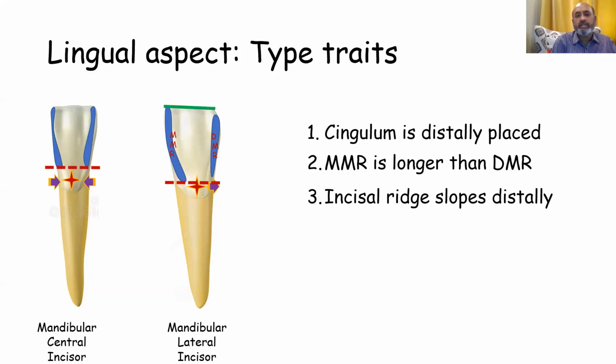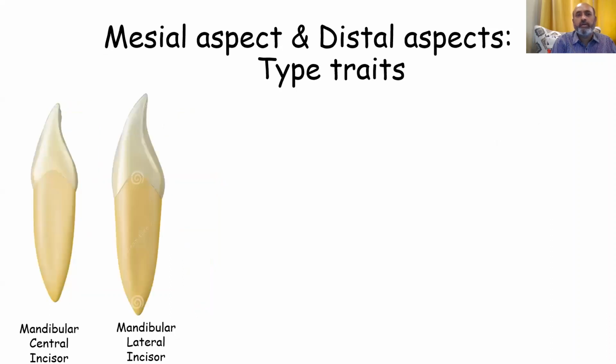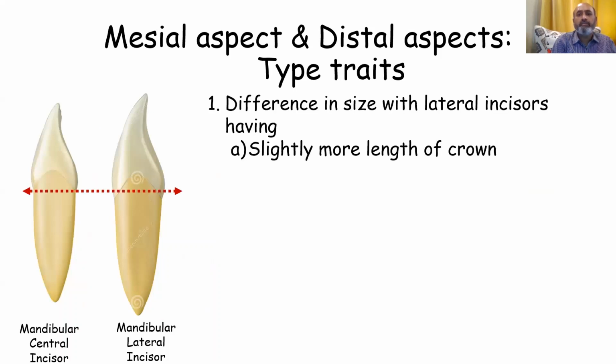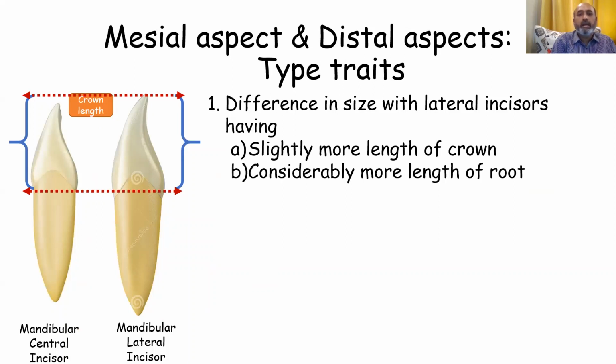The incisal ridge slopes in a distal direction, whereas the incisal ridge in the central incisor is straight. When viewed from the mesial or distal aspects, they resemble the central incisor in this aspect only, mainly because of the difference in height. When you look at the crowns, the lateral incisor is a little taller than the central incisor, and there is more considerable length of the root as compared to the central incisor.